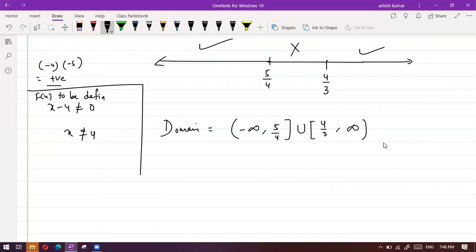Is this 4 available in this domain part? If it is, then obviously after 4 by 3 there will be 4 somewhere. So we have to exclude this particular value 4. Write a small set in which the element 4 is there, and just subtract it. This will be the domain. Like this we write the domain. I hope it is clear now.